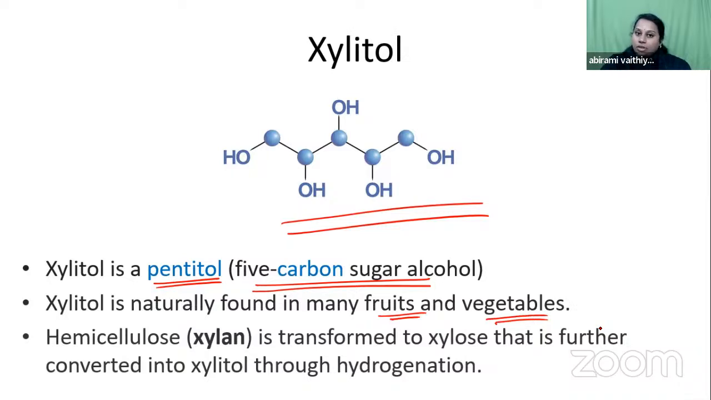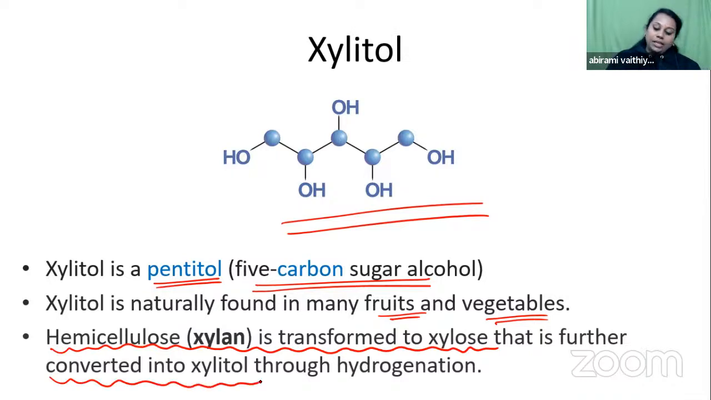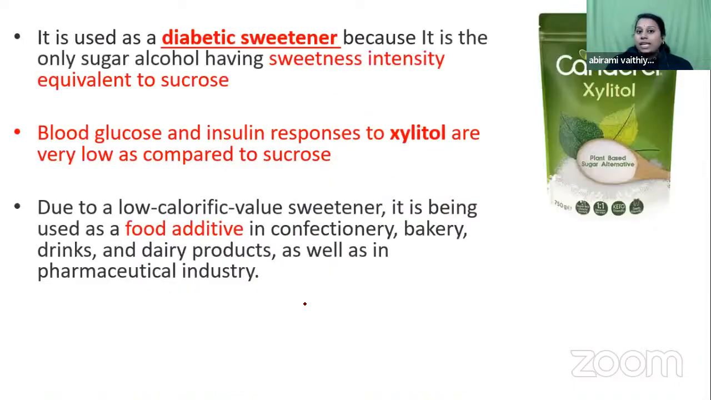What is the formation of xylitol? Hemicellulose, xylan, is transformed to xylose, and xylose is converted into xylitol. And the process is hydrogenation. So from hemicellulose, xylose is formed. From xylose, xylitol is formed. What is the significance of xylitol?